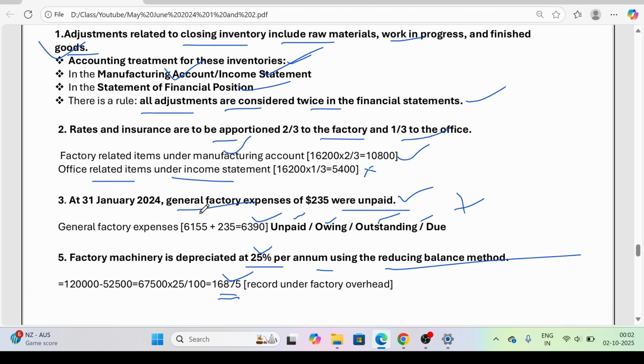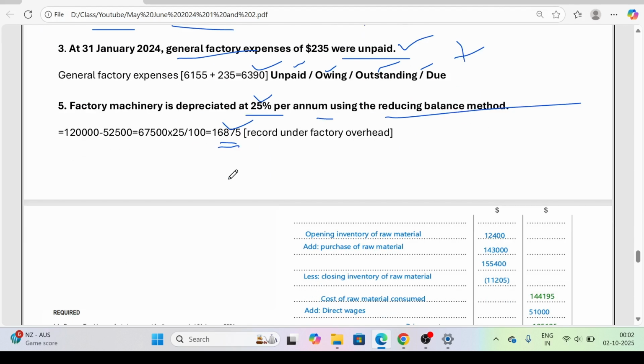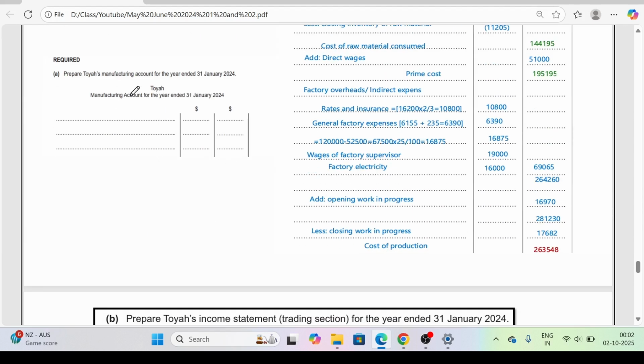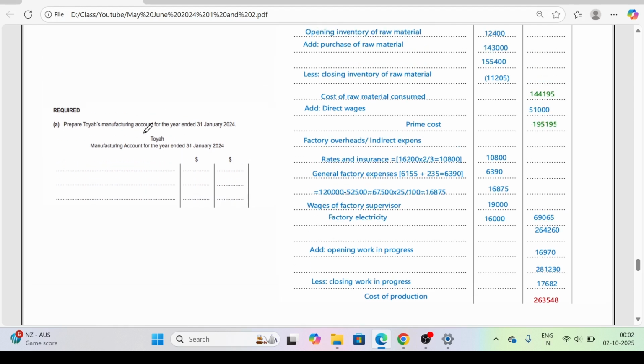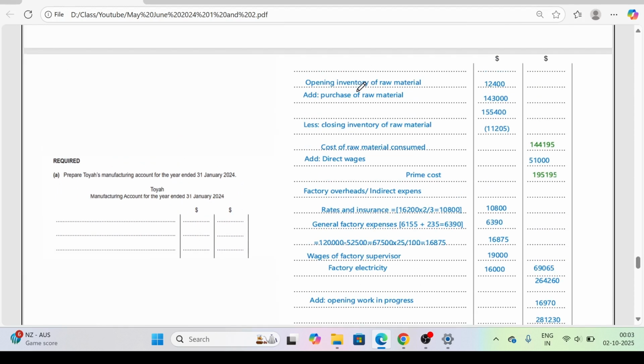Now we are going to start the question. We know the format, right? Here, option A. Prepare Toyash manufacturing account for the year 31st January 2024. Here, this is a manufacturing account.